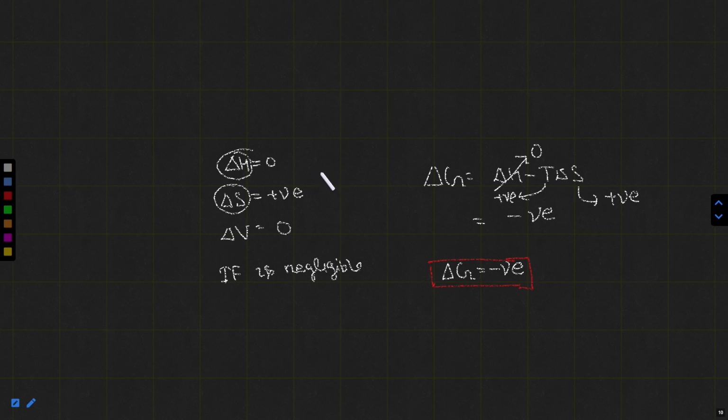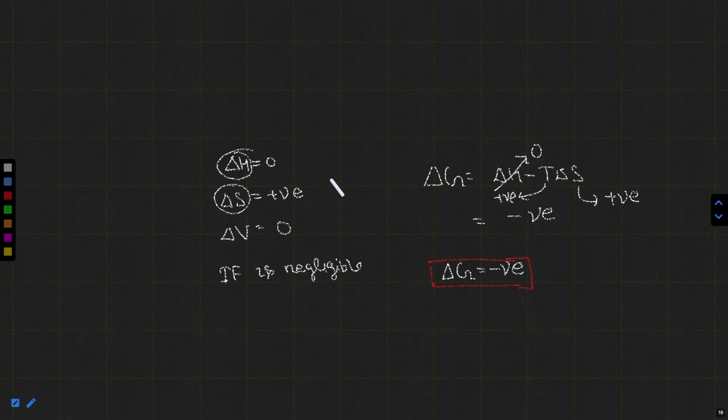In positive deviation we have A-B interaction lesser than the A-A and B-B interactions, and in negative deviation we have A-B interaction more than the A-A and B-B interactions. An example of positive deviation is ethanol and water, and an example of negative deviation is nitric acid in water.